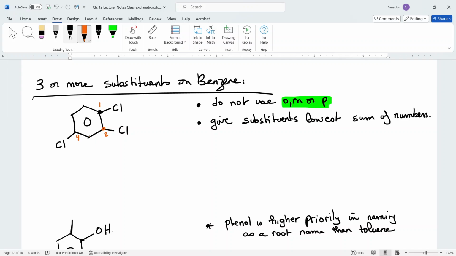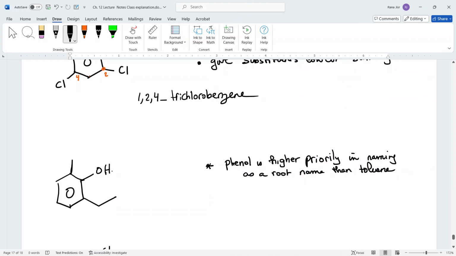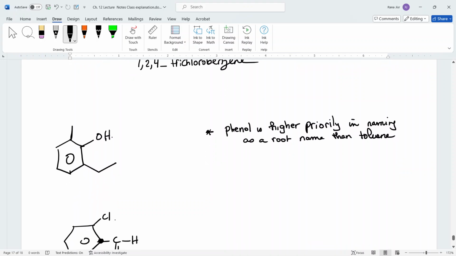And now my name is going to be 1, 2, 4, and a dash. You have 3 chlorines in there, so it's going to be trichloro, and you have your benzene. Okay. Again, no ortho, no meta, and no para.